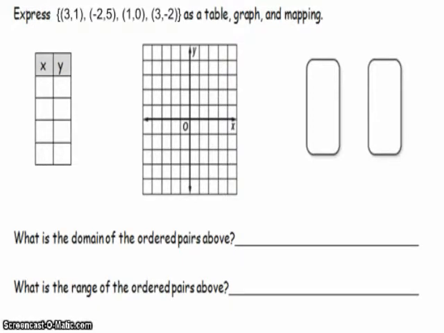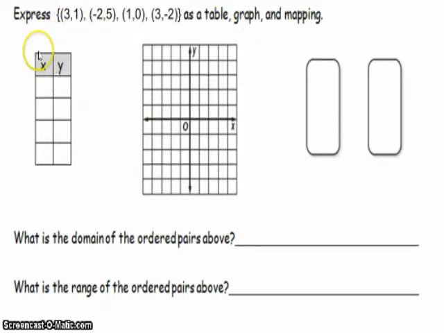Okay, so just a quick review over relations and functions. You'll notice that this first example looks pretty similar to the one that we did in the notes. The only thing different is that I changed the relation, so I changed up the coordinates a little bit just to provide you with a different example. So we want to express this relation as a table, graph, and mapping.